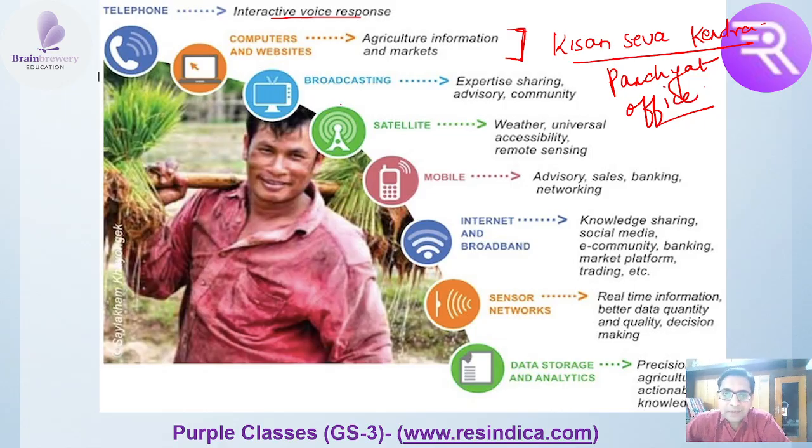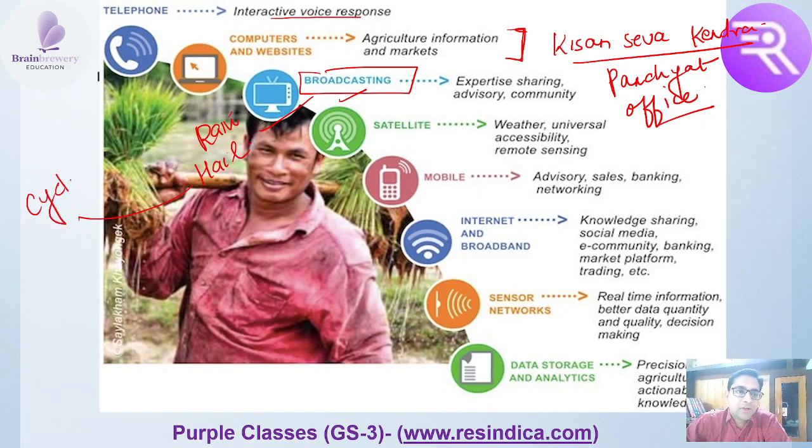Then broadcasting: if all of a sudden rain is happening, or hail, or some cyclone is coming, you can provide broadcasting or advisory services to all farmers regarding what they can do in this scenario. Then you can provide them with satellite based services. All these things we will be discussing in detail.